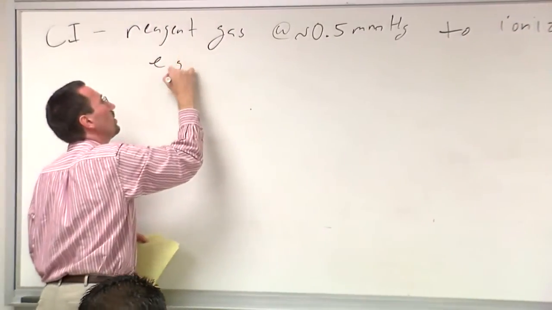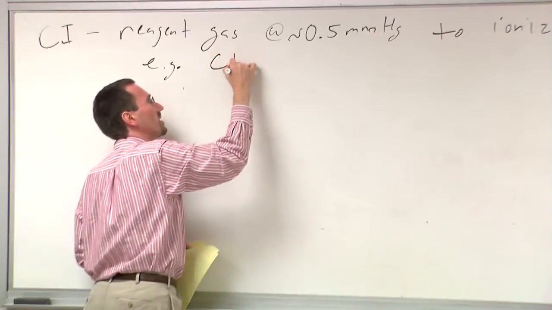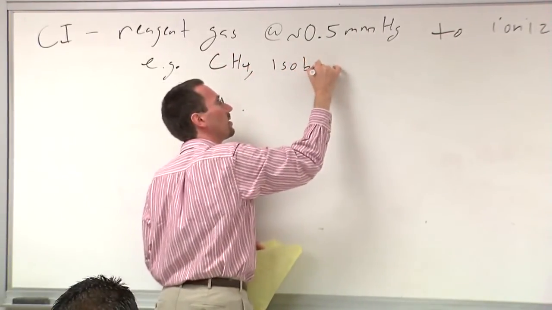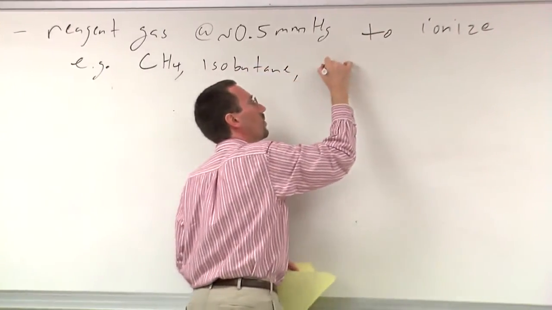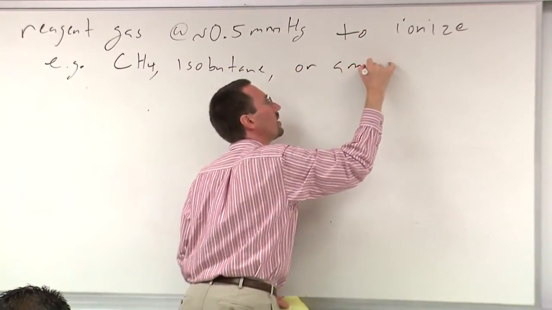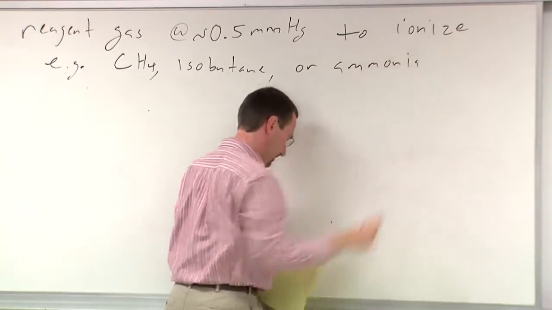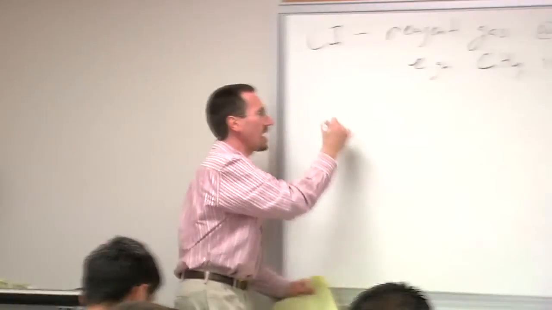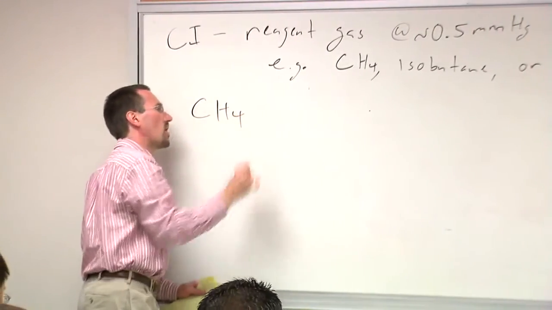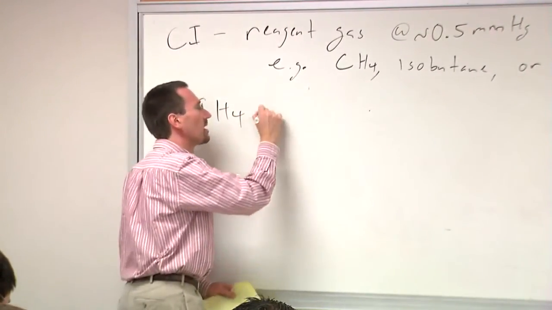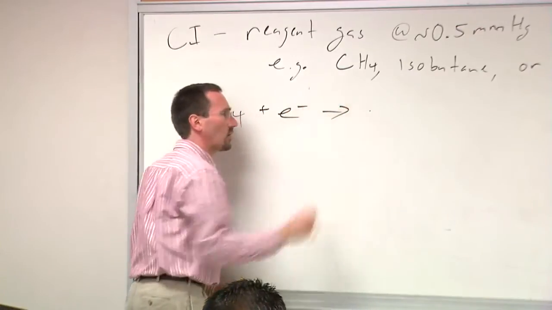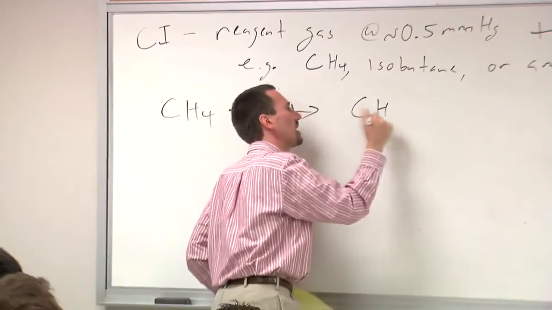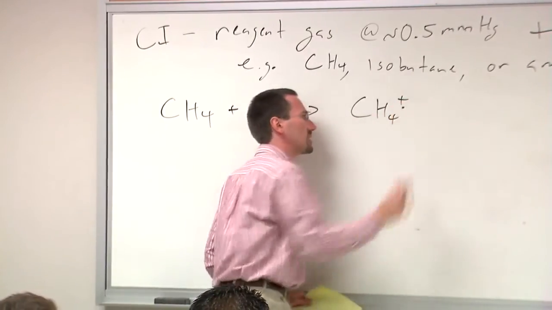So for example, as I said, methane, isobutane, or ammonia. So let's look at the chemistry of the reagent gas. So we saw that if you take methane, and you give it a good hard whack with an electron, you get a methane radical cation. You get CH4 plus dot.